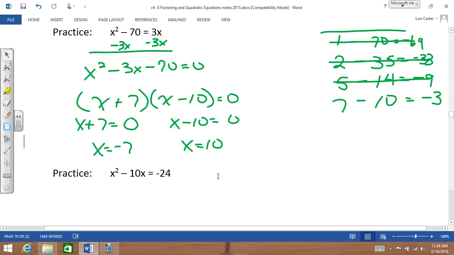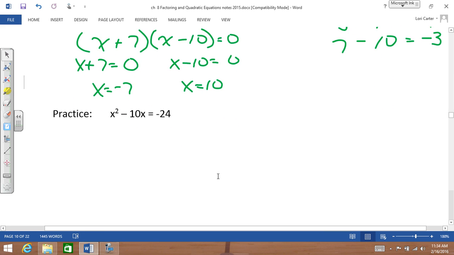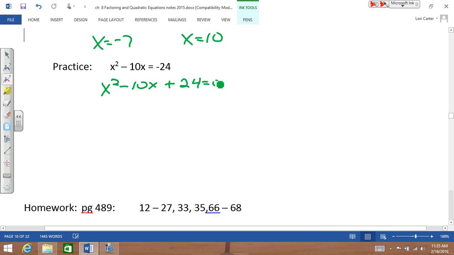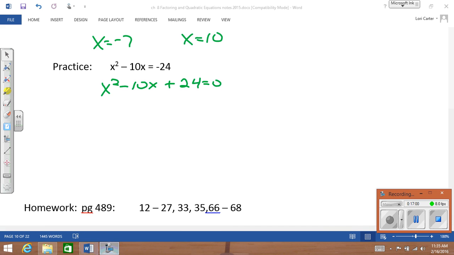Wait, why is it negative 7? Okay, what was your first step on this one? Wait, I didn't do that one yet. What's your first step? You have to move the negative 24 over to make it positive. Try it on the board. Is he going to be in the right spot when we move him over? Yes. And did everybody remember to add him? Yep. Okay. Just checking.